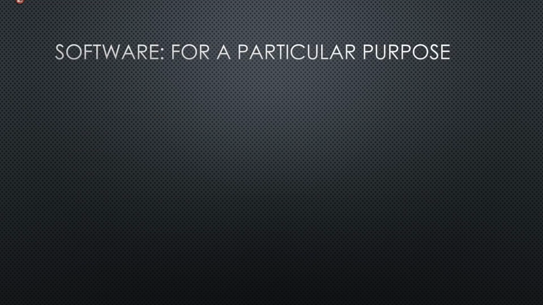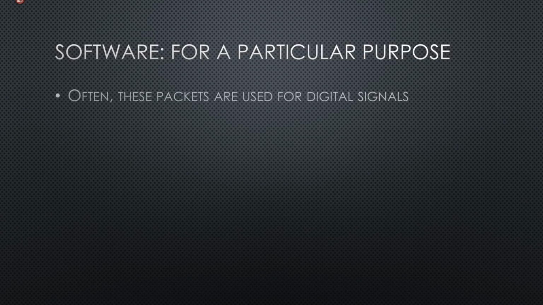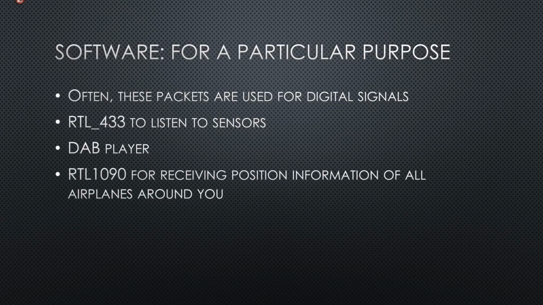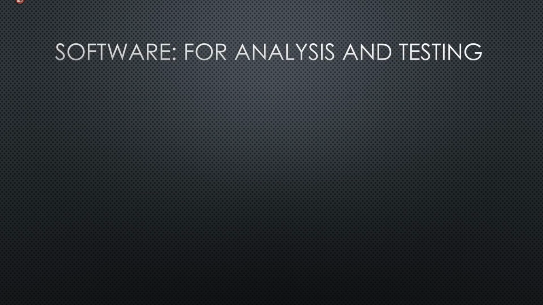The next category consists of software for a particular purpose. Often these packets are used for digital signals. Examples are RTL_433 to listen to sensors, DAB player to listen to DAB radio, or RTL 1090 for receiving position information of all airplanes around you. The last category is software for analysis and testing.